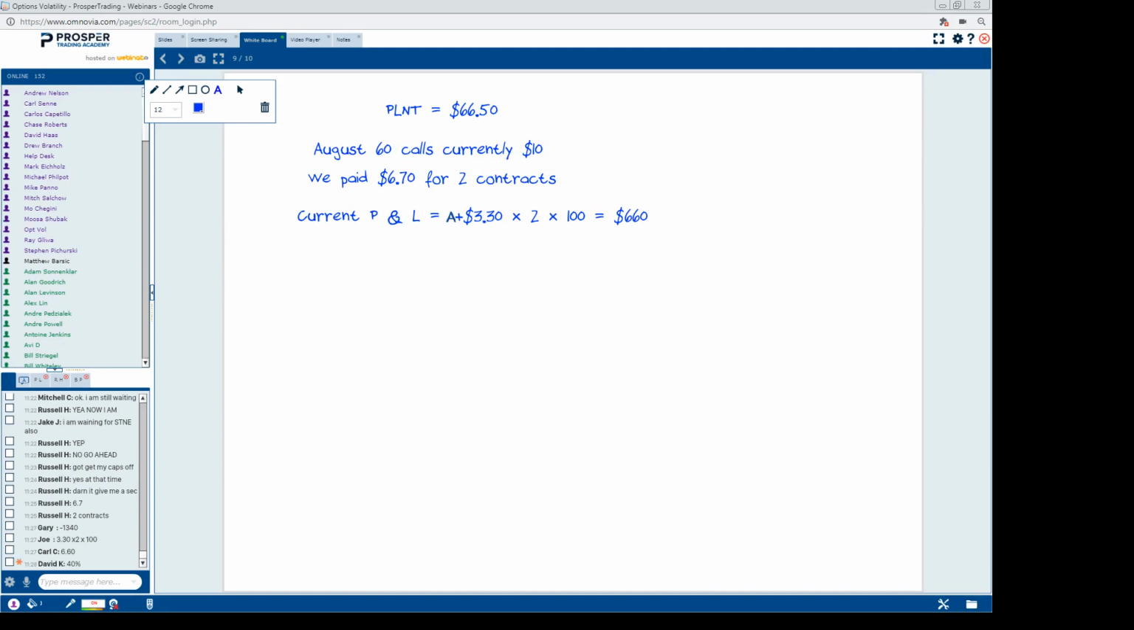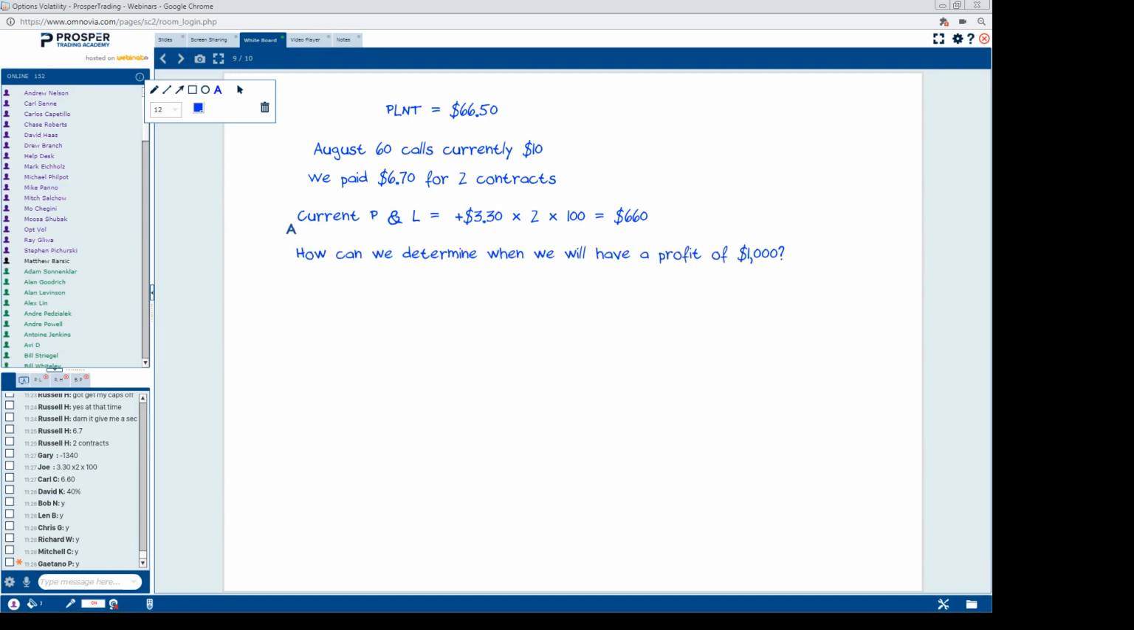Okay, everybody follow along so far? Because this is the easy stuff. Now we're going to get to why I'm bringing this up. Okay, how can we determine when we will have a profit of $1,000? How can we determine that?